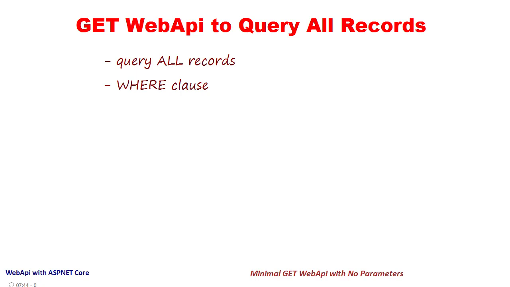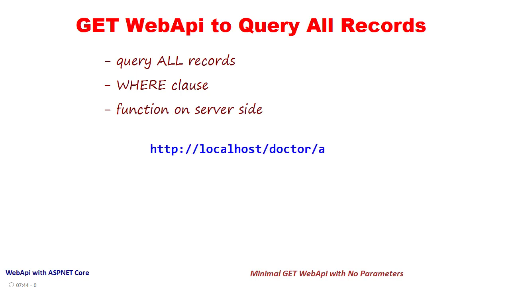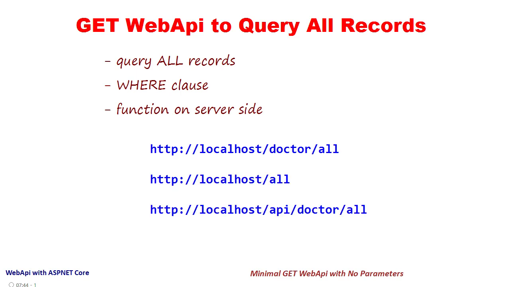As we told in the first tutorial, a Web API is just a function on the server side. This function is executed through a URL, and let us decide for this tutorial that the URL would be a readable URL like /doctor/all, and /all would have been equally good. Similarly, /API/doctor/all, that would have been equally good.